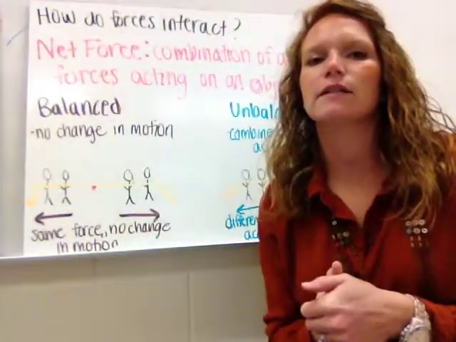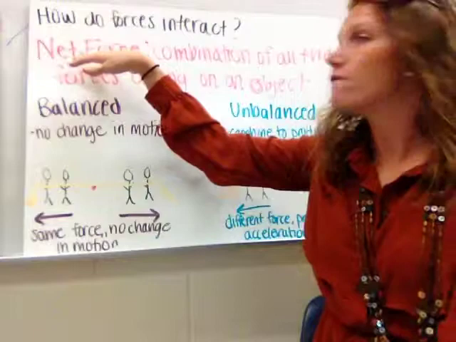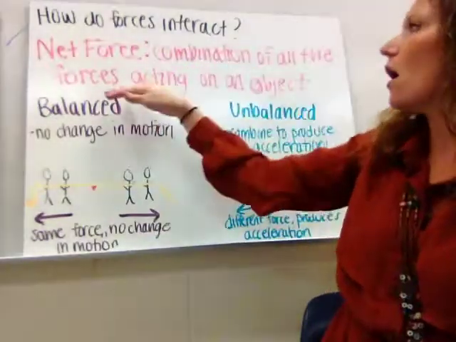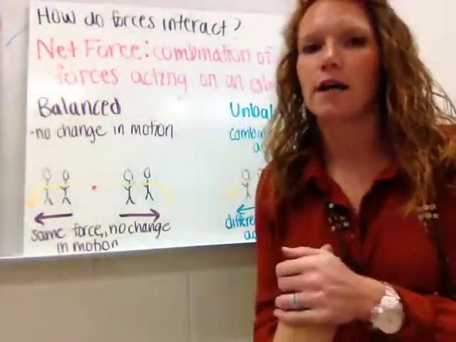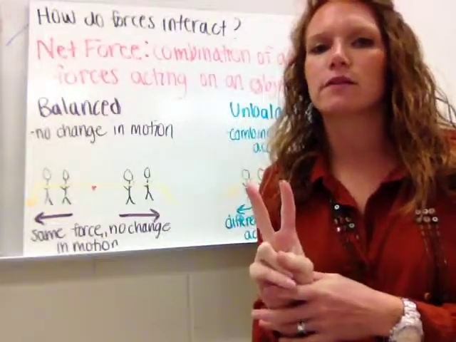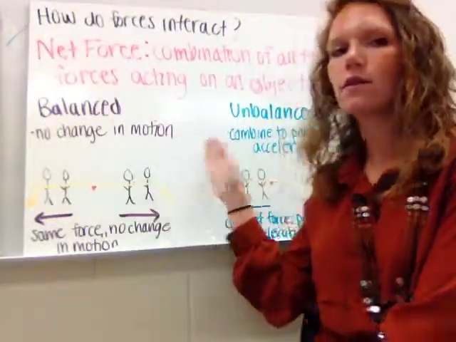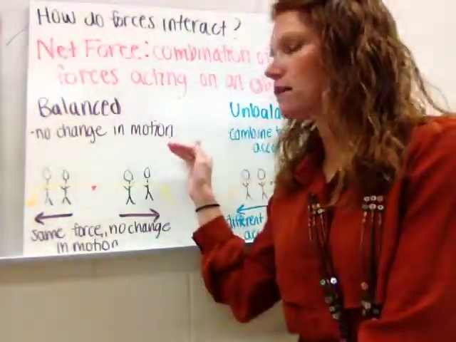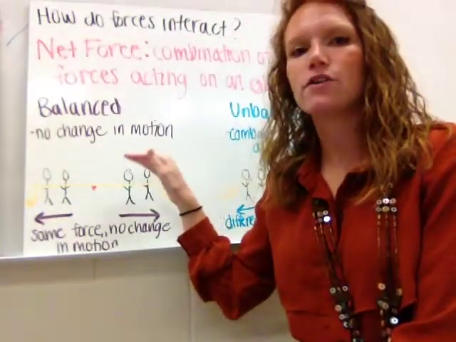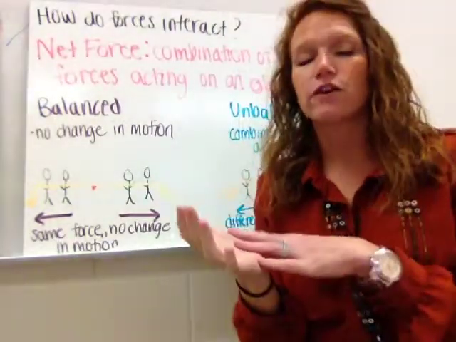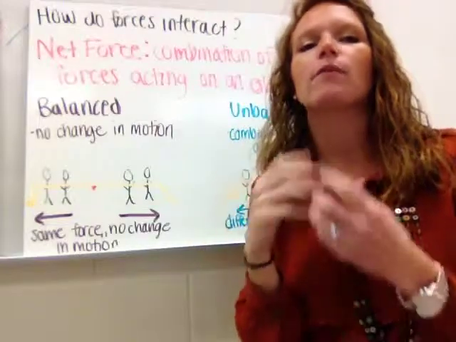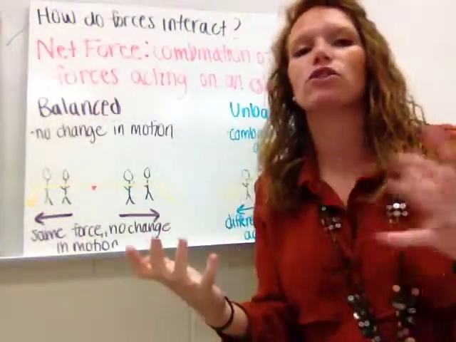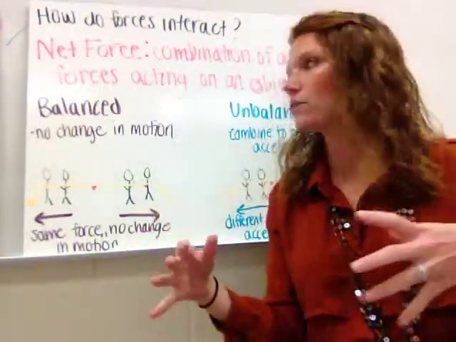So how do these forces interact? There's something called a net force, which is the combination of all of the forces acting on an object. Now these forces can be one of two things. They can either be balanced or unbalanced. Balanced forces provide no change in motion. From that first example where you sat in the chair, that was a balanced force because there was no change in your motion. You sat in the chair and there you were.